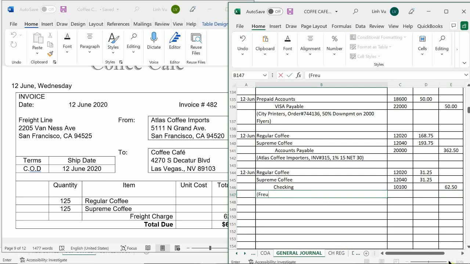So who did we write a check out to? Freight line. For what invoice? Invoice number 482. Okay? Do you have to specify what happened here? No. It's straightforward, right? You don't need to specify that the $31.25 went to the regular coffee or 50% delivery charges. No, you don't have to necessarily do that. Looking at your journal already, you could see that you split the payment.